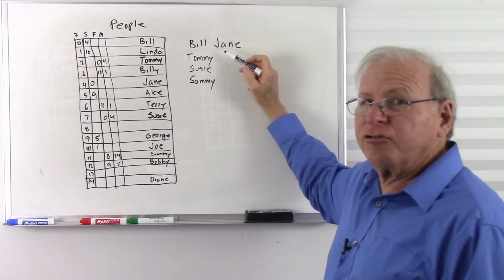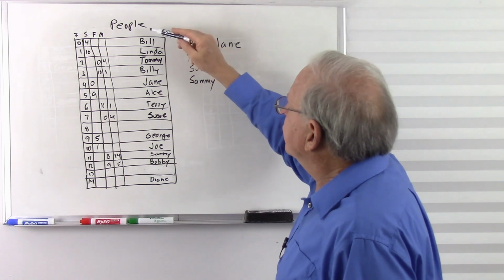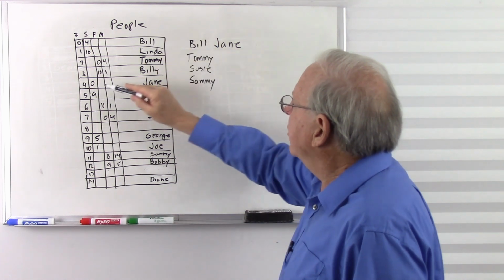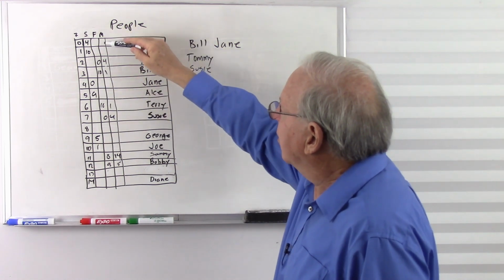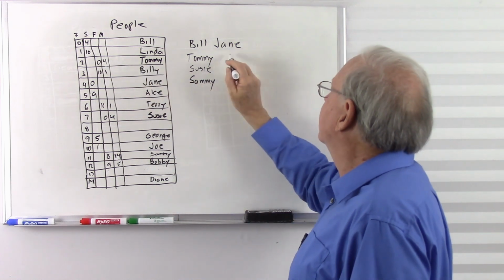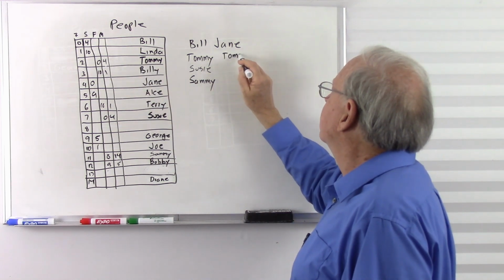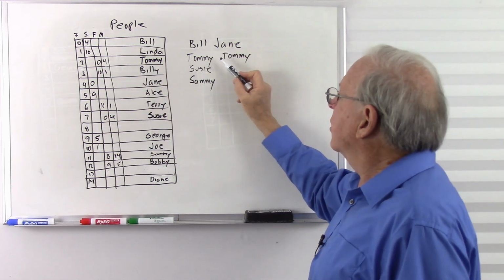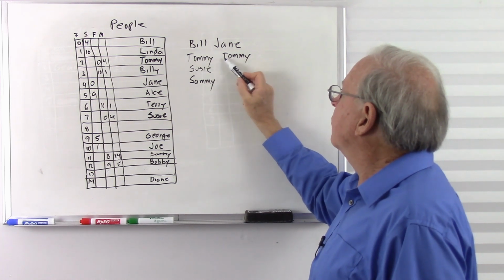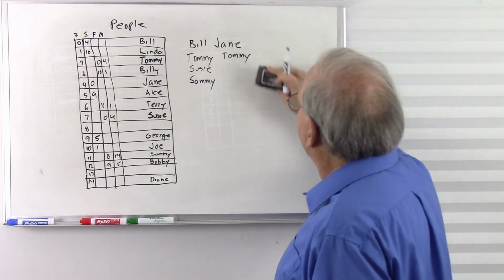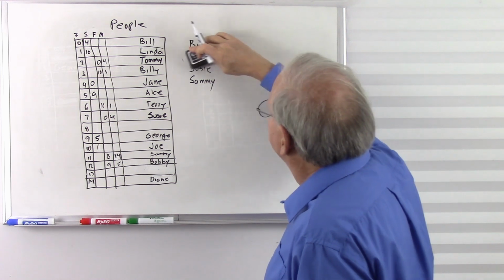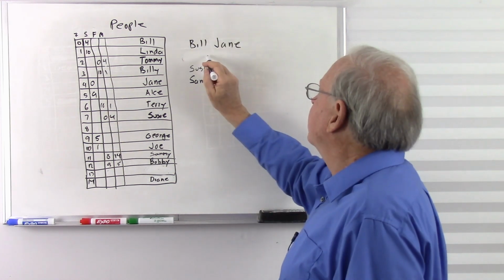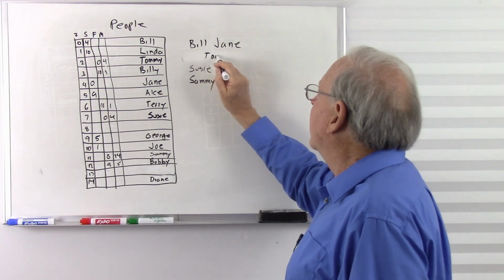Okay, how about Jane? Does Jane have any children? Okay, Jane has, let's see, Jane is number 4, so we go to the mother column and look for 4. Ah, yes, Tommy. And the computer could look and say, oh, Tommy is number 2 in both cases, so we can put Tommy as a child of both. Or not, but we'll do it now.